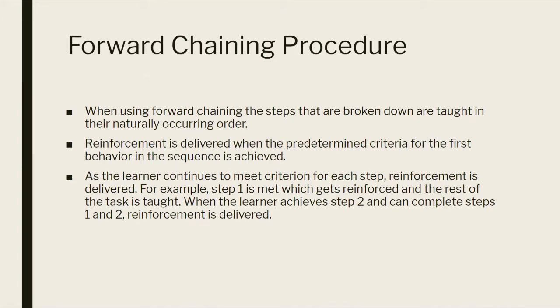Once the learner can perform that task, reinforcement will be delivered while all the rest of the task is taught to the learner. Once the learner can perform steps 1 and 2, reinforcement will be delivered for those tasks. We want to reinforce all successful steps to increase the likelihood of the behavior to occur in the future. You will continue with this procedure throughout the entire task until the learner can perform the entire task independently.